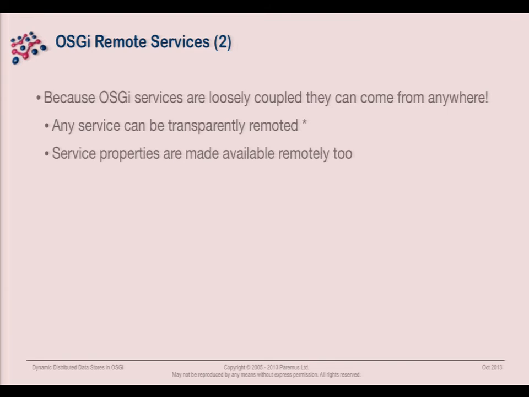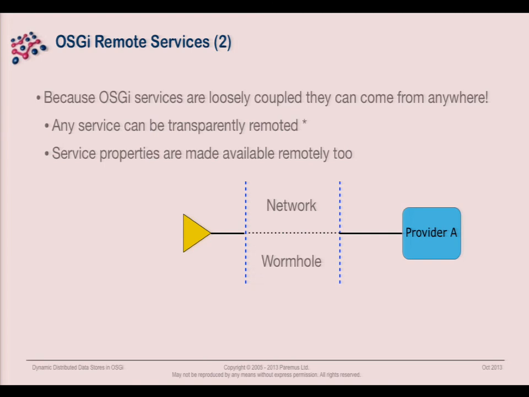Service properties are also attached to services, and you can make those available remotely as well. So you can see here we've got some provider and there's a network in the way, and our service is just transparently going through that. So the consumer can then just wire to it.